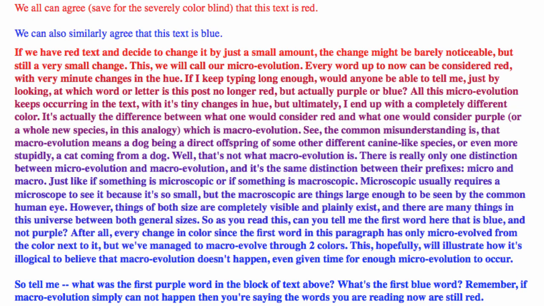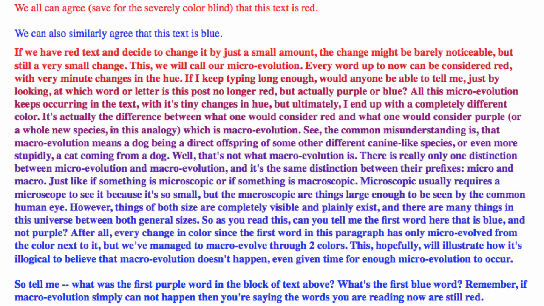If we keep trying long enough, would anyone be able to tell me just by looking at which word or letter is this post no longer red, but actually purple or blue? All these micro changes keep occurring in the text with its tiny changes in hue, but ultimately I end up with a completely different color. It's actually the difference between what one would consider red and what one would consider purple, or a whole new species in this analogy, which is macroevolution.